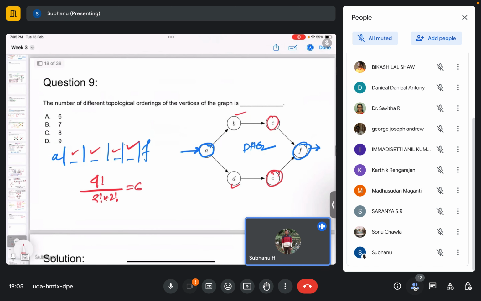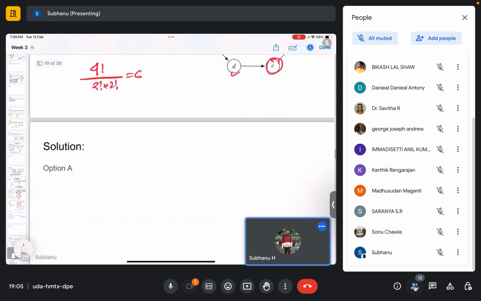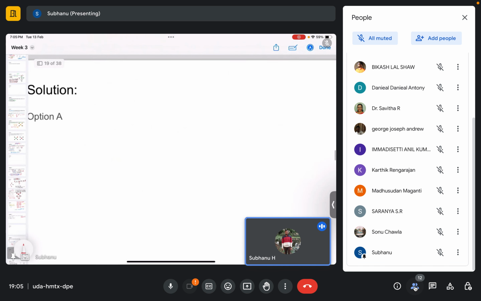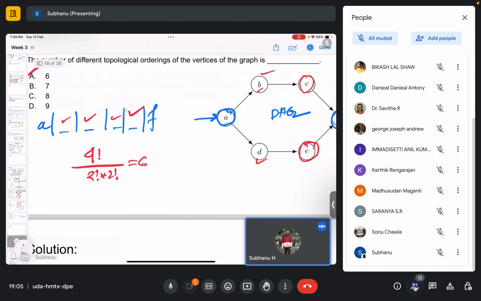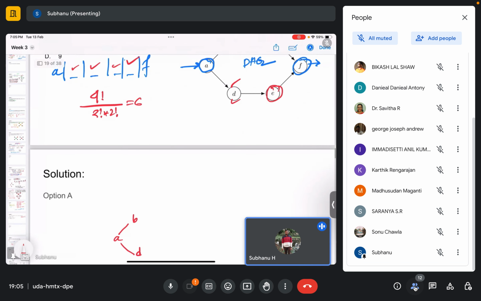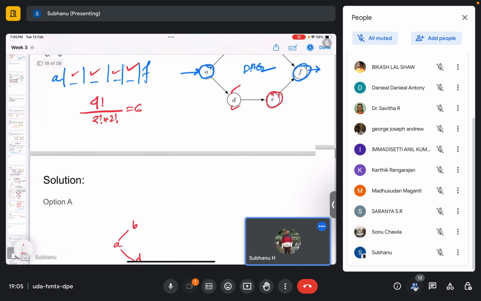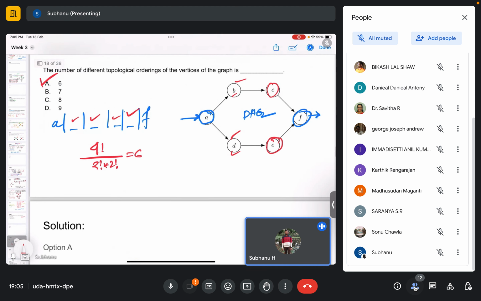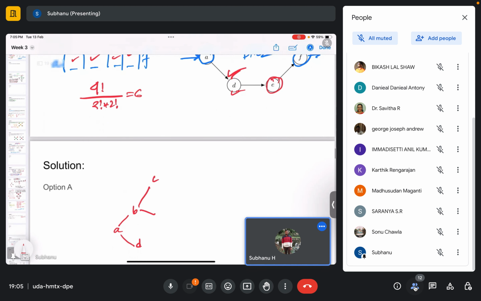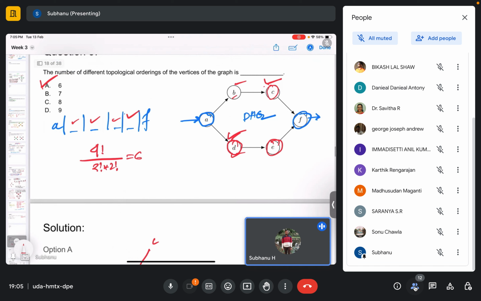So 6 is the answer we have seen. What other method is possible without permutation and combination? You are starting from A. From A, B and D are your options, so you can go to B or you can go to D. From B you can go to C also or you can go to D also. From D you can go to E also or B also.